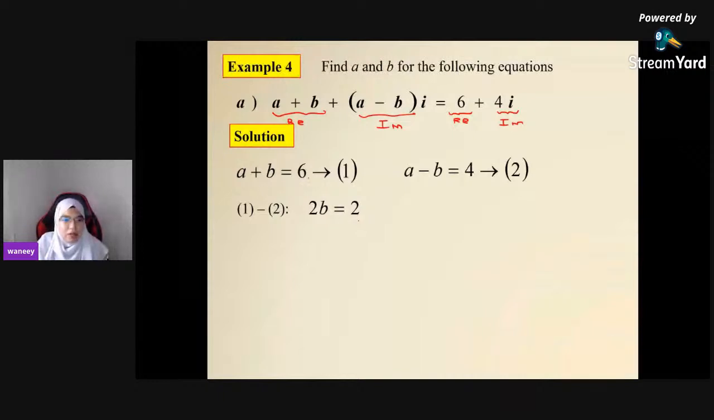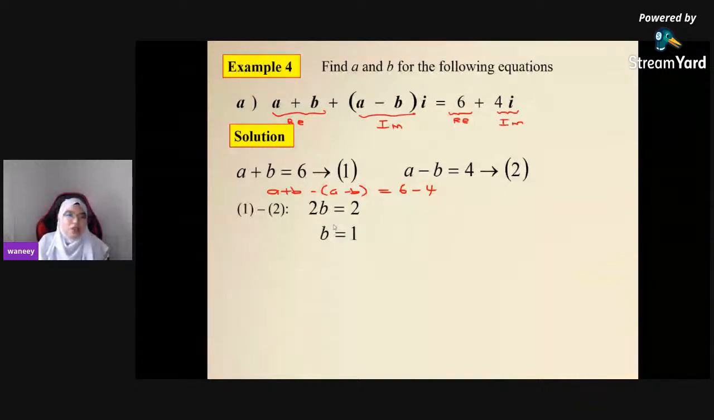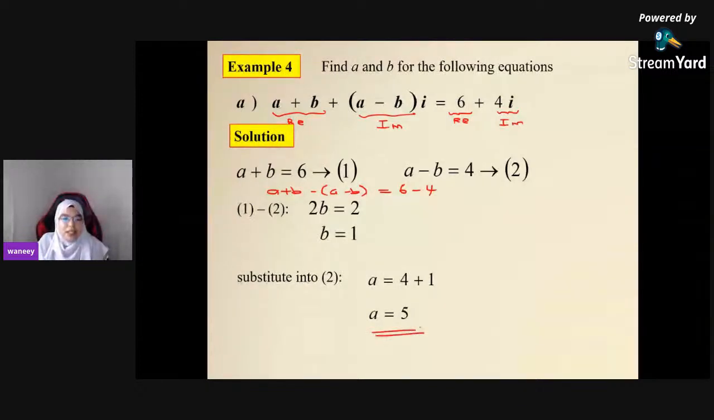Or should I write this down for you? So we have A plus B minus A minus B, and this is equal to 6 minus 4. So that is how you get B plus B. So 2B equal to 2. And then you should be able to see that B must be equal to 1. So substitute back into either the first equation or the second equation, and you should be able to see that A must be equal to 5. So A is equal to 5, B is actually equal to 1.